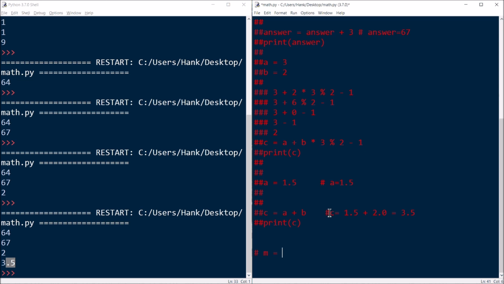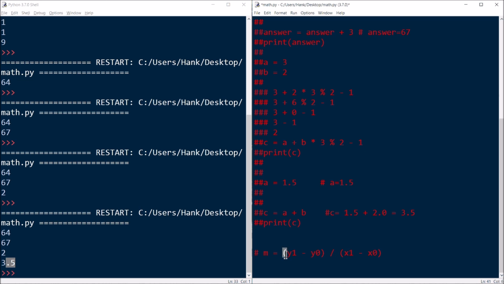So, I might have to do something like this. I might have to say, well, the formula is y1 minus y0, right? And then I have to divide that by x1 minus x0, right? So I have to rewrite it.